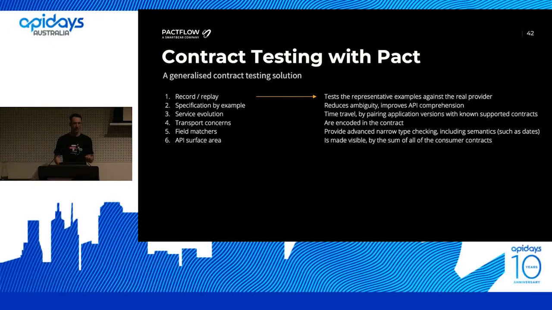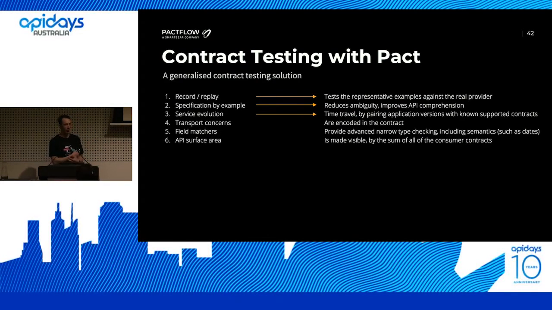The first way it does this is the record and replay style of contract testing. I should make the point here, contract testing is a general term, and with Pact, I'm going to mix and match this a little bit because I naturally do. The general contract testing approach here is the same, and you can do this without Pact, obviously. But the record and replay style gives us true representative examples of what our consumers need against a real provider. So we get confidence they can actually work from that position. But via this specification by example, we also reduce the ambiguity and improve the API comprehension as well.